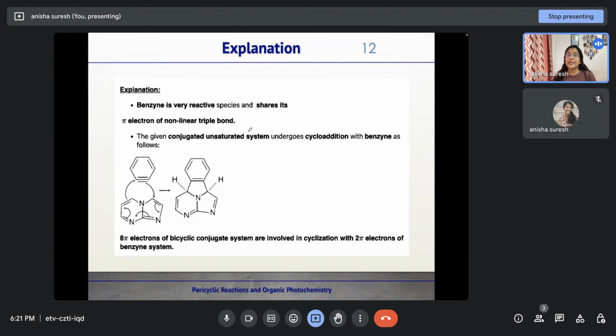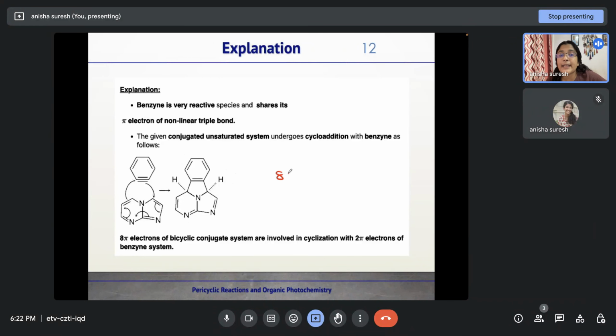The given conjugated unsaturated system undergoes cycloaddition with benzyne as follows. So this is a conjugated unsaturated system. It can react with benzyne involving all the 8 pi electrons. As we can see here, the benzyne will add here, this double bond will shift here, this double bond will shift here, this double bond will shift here, and this double bond will go and attack the benzyne, leading to formation of this system.